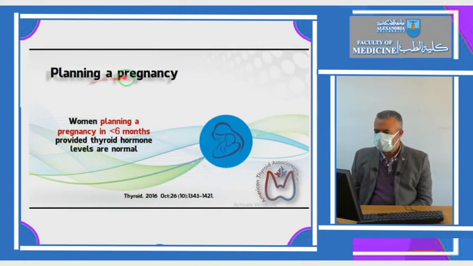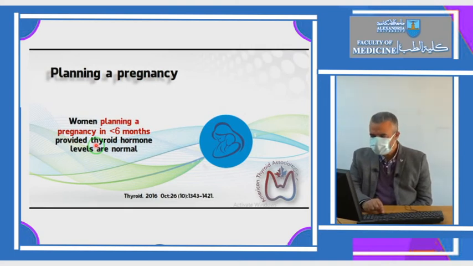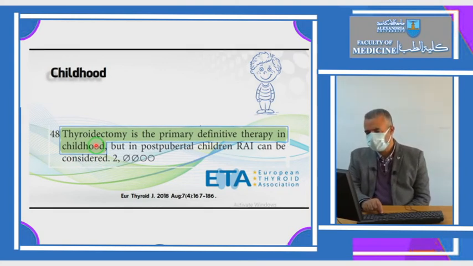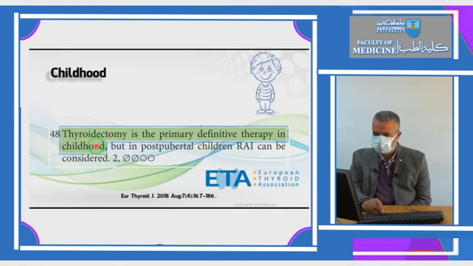Having a plan for pregnancy in a short period, women planning to have pregnancy in less than 6 months, surgery is much better because in this situation, radioactive iodine ablation would be contraindicated. In childhood, thyroidectomy is the primary definitive therapy because exposure of children to radioactive iodine ablation at such a young age may increase the risk of future malignancy.